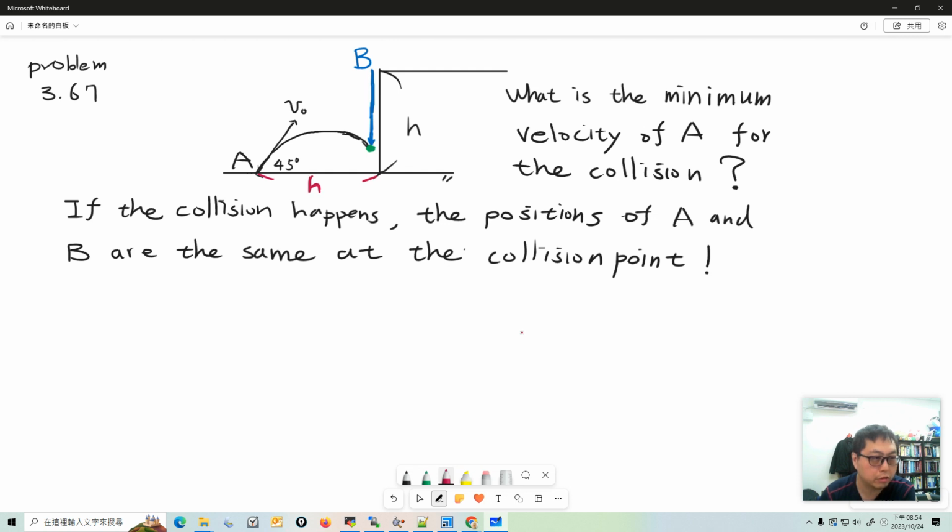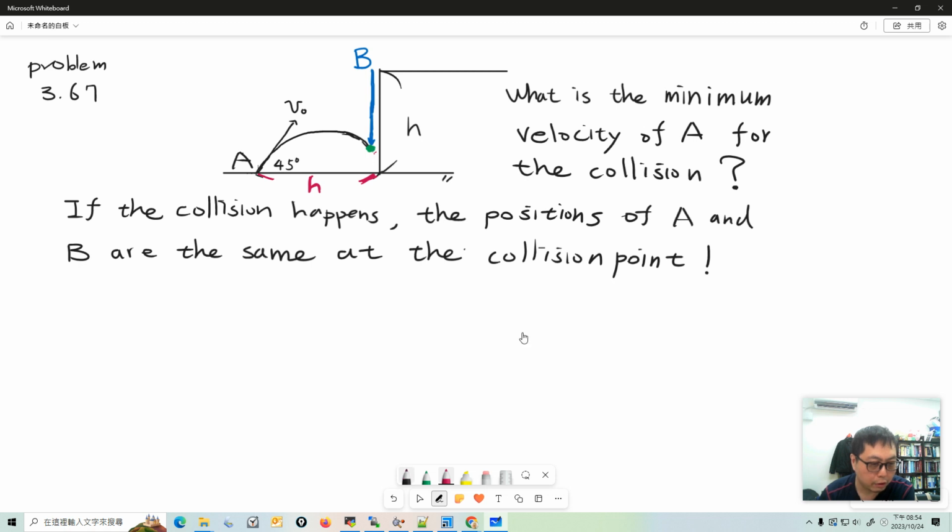The height is h, and the horizontal distance is also h. This is also h here. The problem didn't state it very clearly. If you have the textbook, go see 3.67; I think it didn't make this clear. But in this demonstration, I'll just tell you that this horizontal distance is also h.